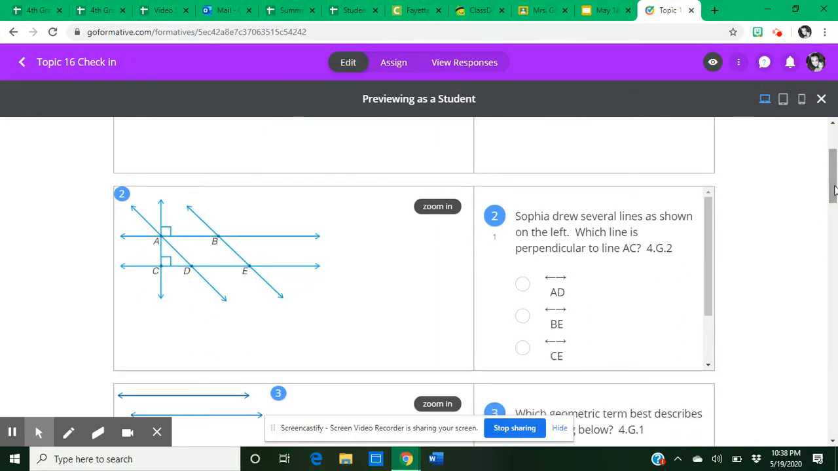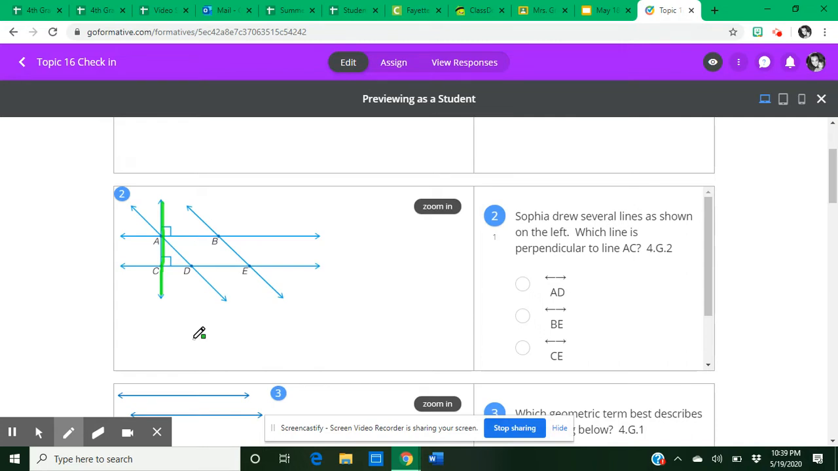Okay, so for number two, I did want to go over very quickly. So Sophia drew several lines as shown on the left. So that's in that picture there. Which line is perpendicular to line AC? Okay, so when you're looking at this, remember, they label the lines based on the end points. Okay, so you've got AC is this line here. You've got point A and point C. So this is AC.